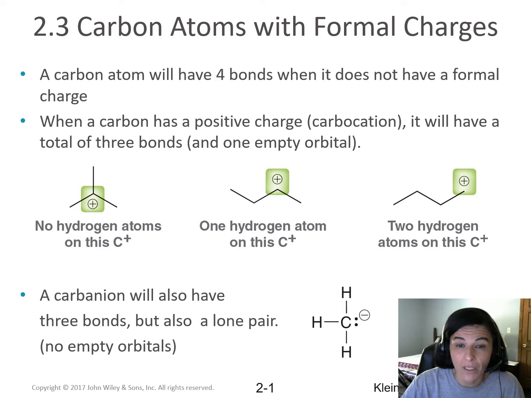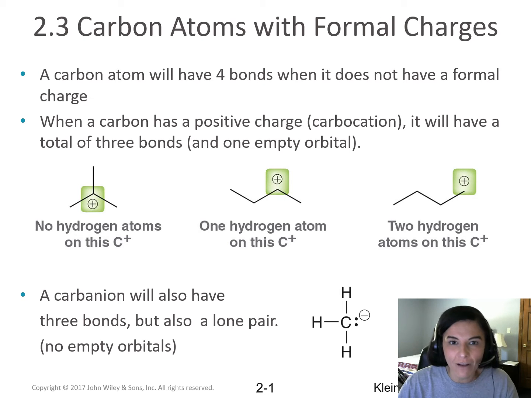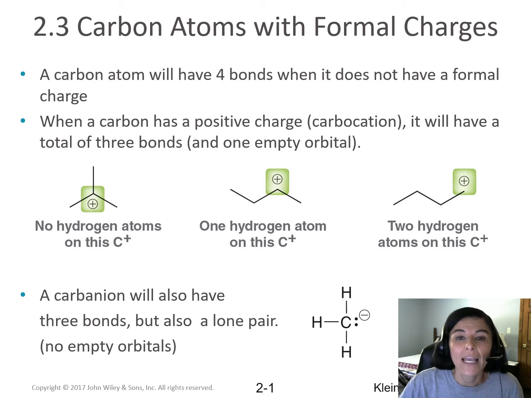a formal charge. When a carbon has a positive charge, it is referred to as a carbocation. Carbo from carbon, cation from the fact that it's got a positive charge. When you have a carbocation, that carbon has 3 bonds and 1 empty p orbital. When a carbon has a negative charge, it's referred to as a carbanion. A carbanion will have 3 bonds and a lone pair, so no empty orbitals on a carbanion, okay?